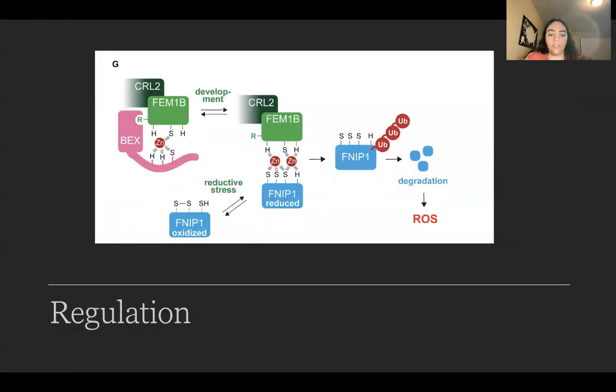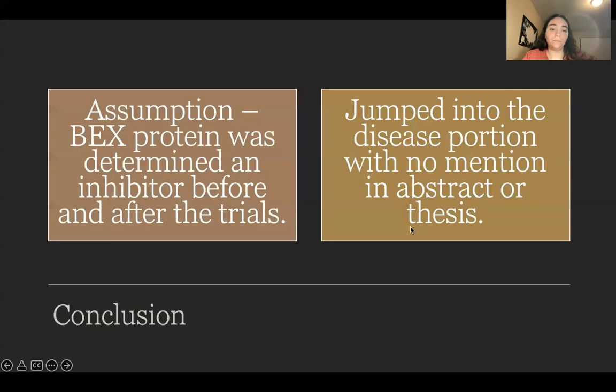So for regulation, since Bex3 only binds to half of the Fem1b unit, when the reductive stress is sensed, oxidized FNIP1 gets reduced and binds to the Fem1b unit through zinc. It then goes through its cycle and creates ROS and elevates these decreased levels.